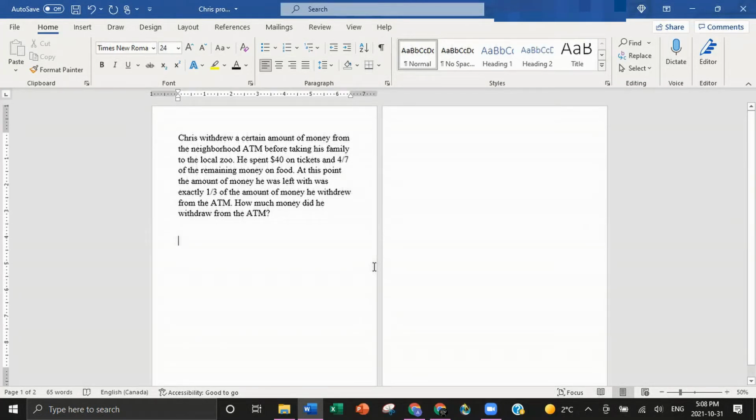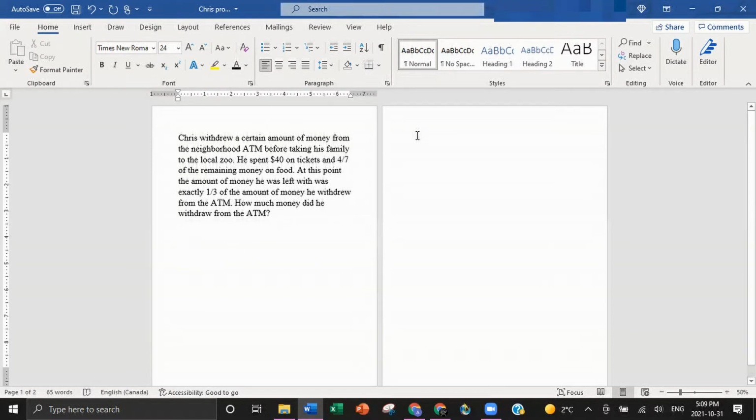All right, so this problem says Chris withdrew a certain amount of money from the neighborhood ATM before taking his family to the local zoo. He spent $40 on tickets and 4/7 of the remaining money on food. At this point, the amount of money he was left with was exactly 1/3 of the amount of money he withdrew from the ATM. How much money did he withdraw from the ATM?